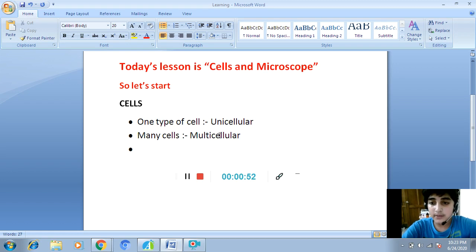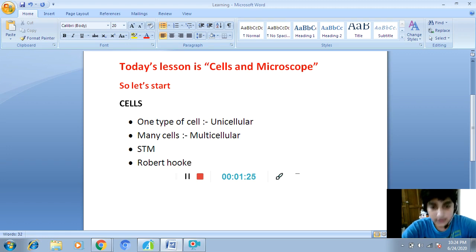Now they cannot be observed by a naked eye or a normal microscope too. So for that, some people can use the STM, that is scanning tunneling microscope, and this first microscope was made by Robert Hooke. It's the name of a scientist.